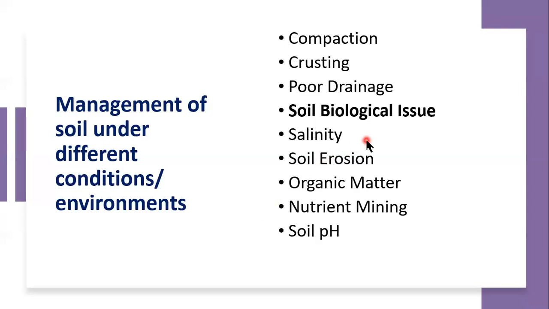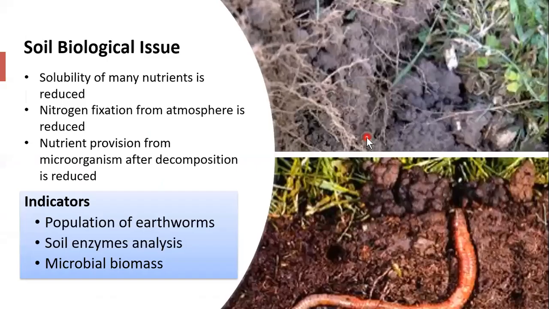So now we have soil biological issues. Soil biological issues: solubility of many nutrients is reduced, because the microbes solubilize the nutrients, they produce the acids as well. Nitrogen fixation from the atmosphere is reduced if we don't have rhizobia, so that can reduce the nitrogen fixation.